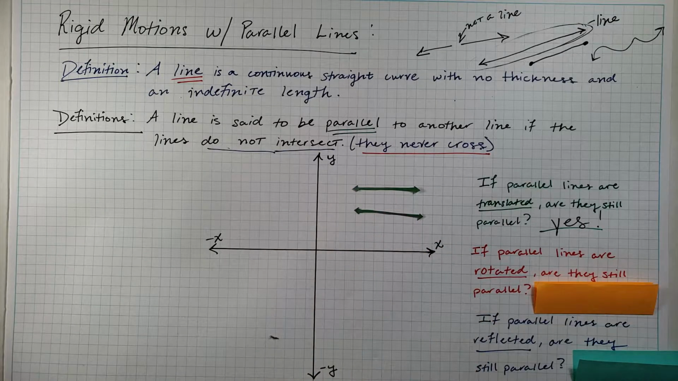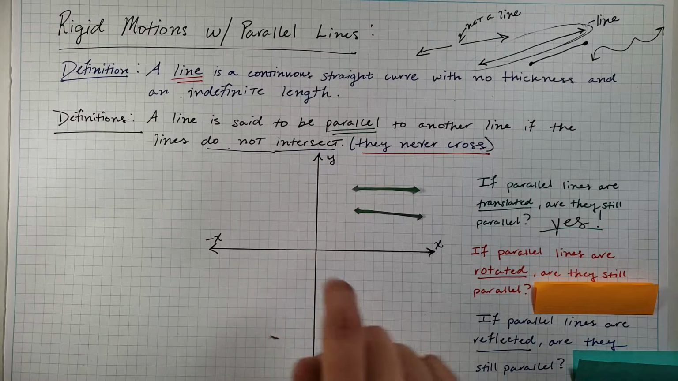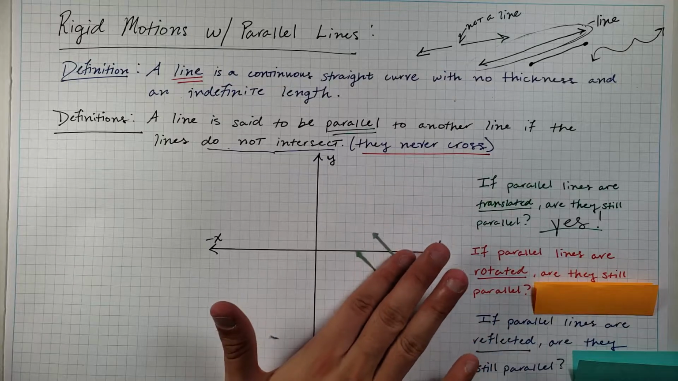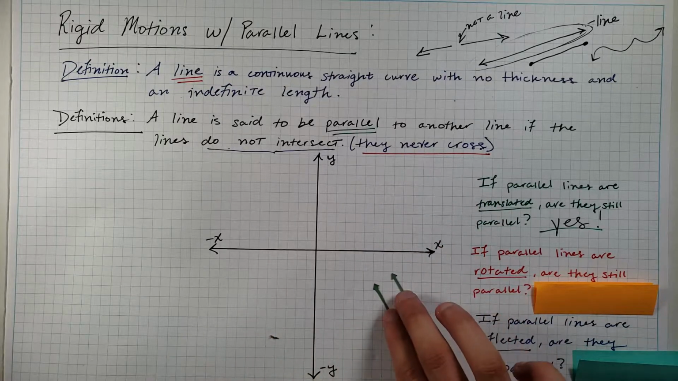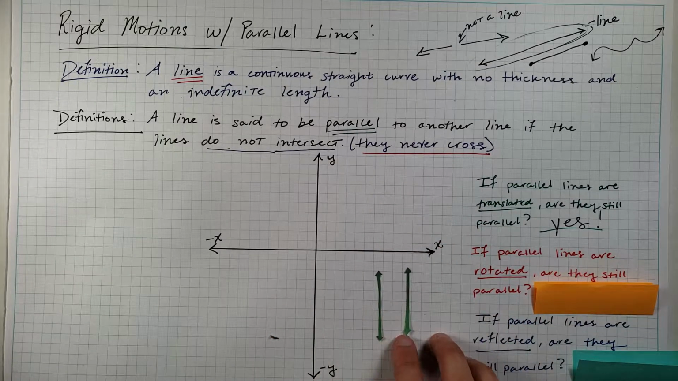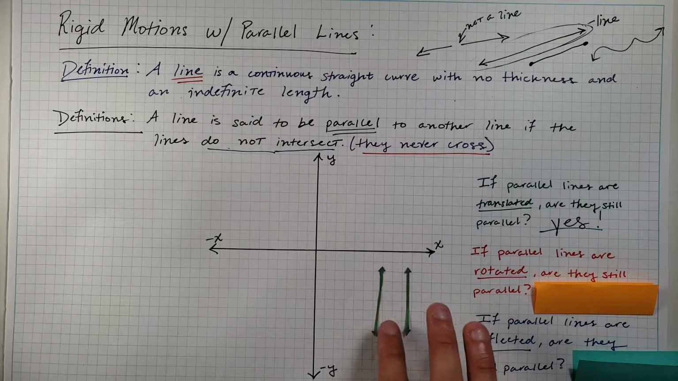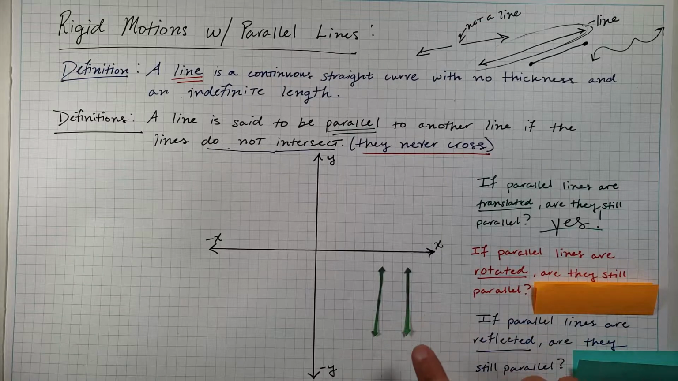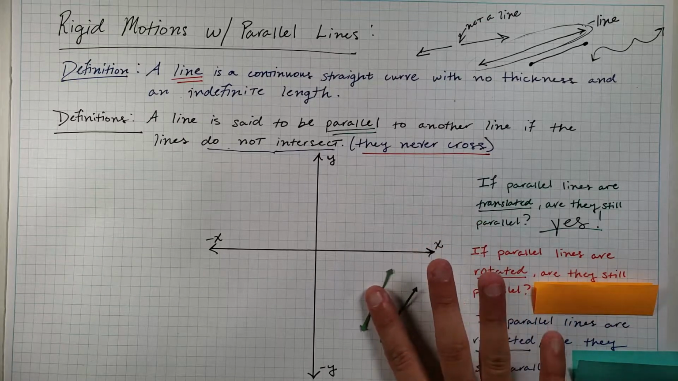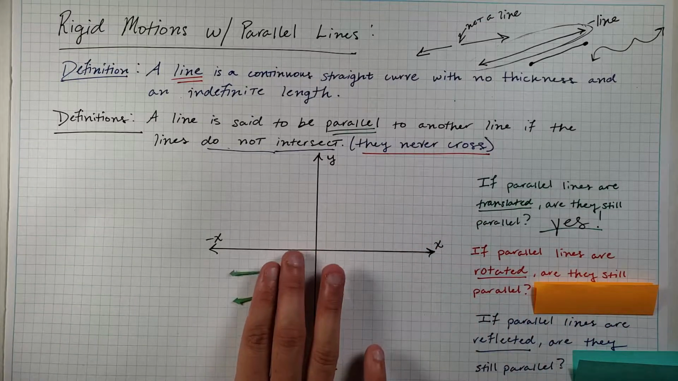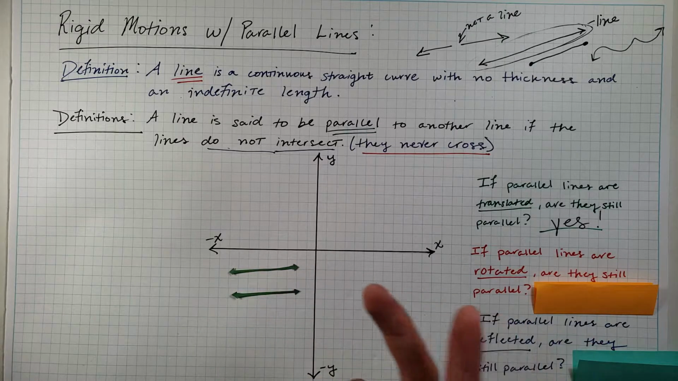Still parallel? Yes. What if I do it again, 90 degrees clockwise about the origin? That means we're moving around this point. So if I do it 90 degrees, they'll look like this. Are they still parallel? Yes, they're still parallel. And it's going to be like that for the next case, right? If I rotate 90 degrees clockwise again, what happens? Still parallel? Yeah, they're still parallel because we're moving both of them.